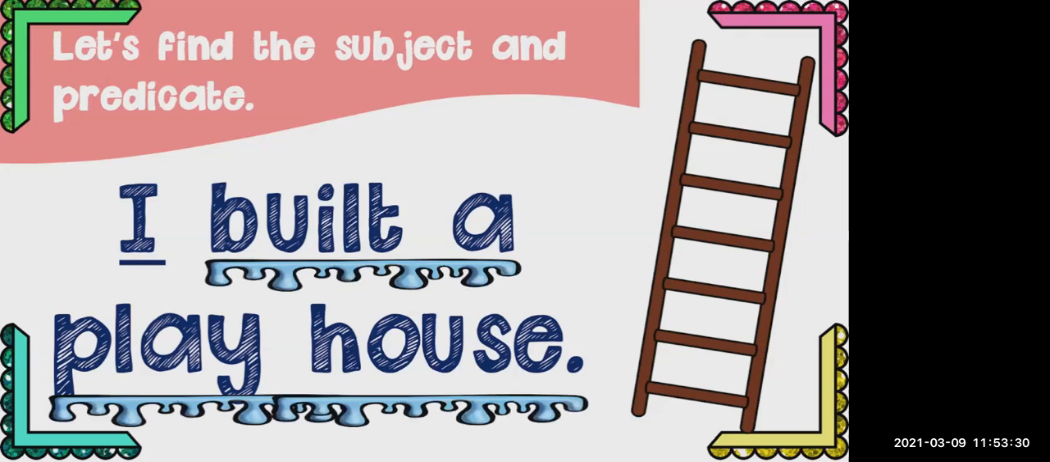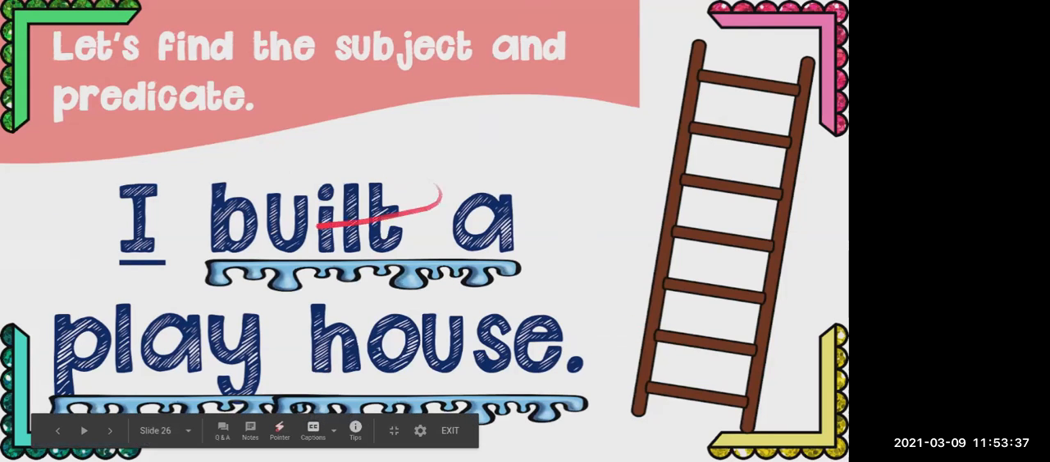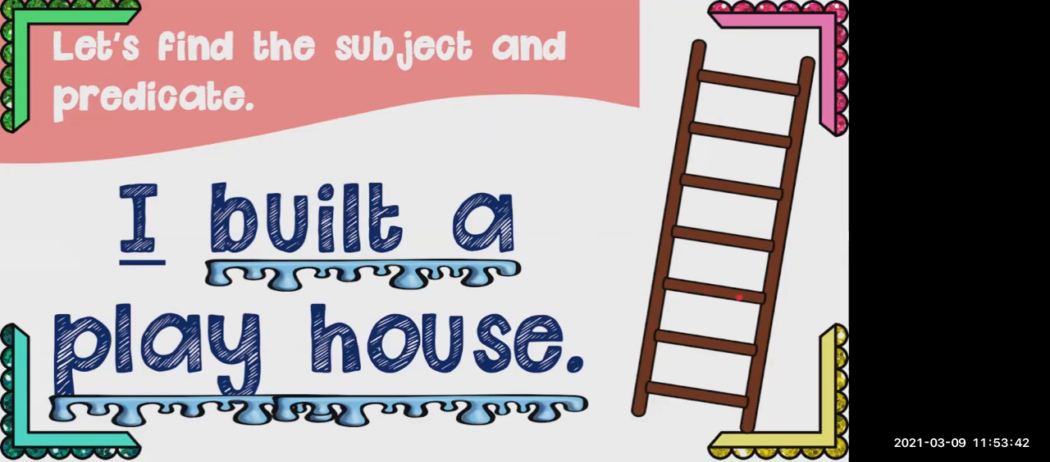So the subject is I. And what did I do? I built a playhouse. So the predicate is built a playhouse. Good. If you got it right, you get to move up to the third step on the ladder.